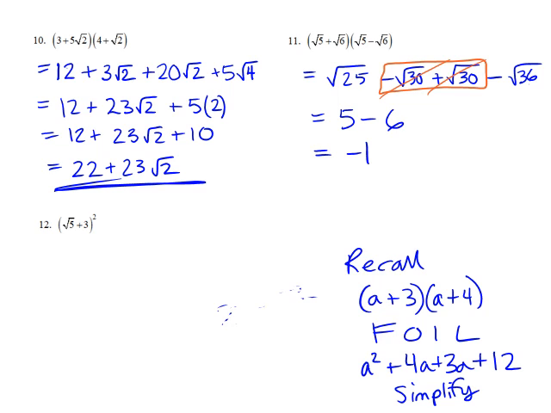Why did that happen? Well, if we go back to the original problem, if you look carefully, these were conjugates. Remember, we talked about conjugates with polynomials. Conjugates are when you have the same two terms with a sign change multiplied by each other. So square root of 5 plus square root of 6 times square root of 5 minus square root of 6. The only difference there is the sign in between.